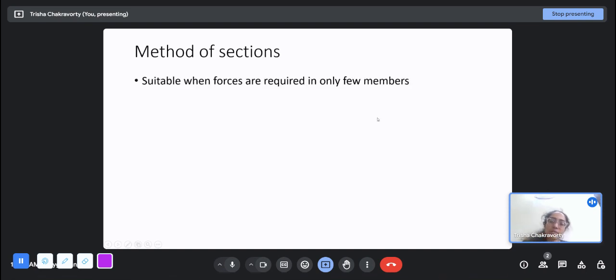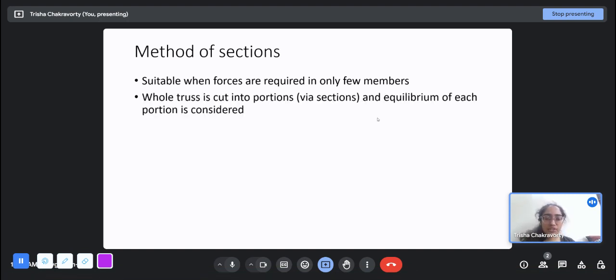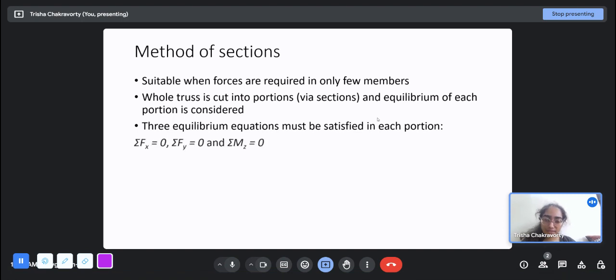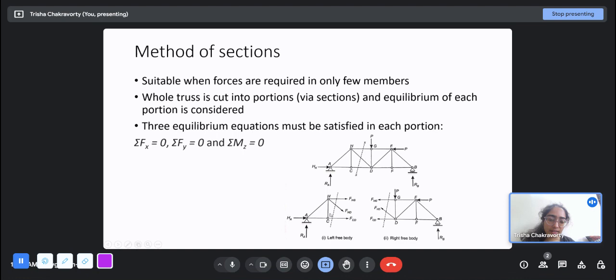And the method of sections is suitable when forces are required in only a few members. It is kind of a shortcut, for example if in MCQ questions you are asked to find the member force in a member from the middle of the truss. If you use the method of joints, you have to start from the reaction points and go up, solving every member along the way. But here you can cut the whole truss into portions via sections, and the equilibrium of each portion is considered globally. It is not joint-wise anymore, and three equations of equilibrium must be satisfied in each portion. You cut a section, and this part has to be in equilibrium and this part has to be in equilibrium, and these are the three criteria.